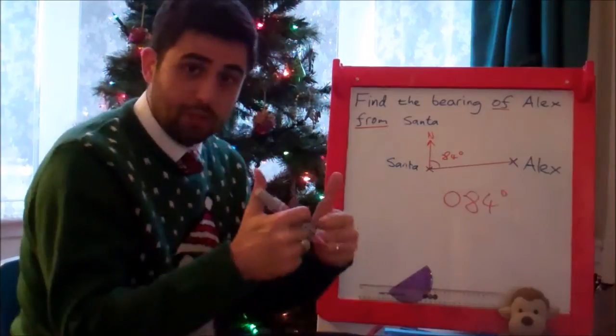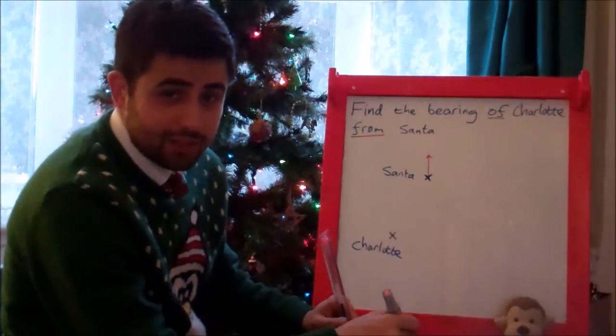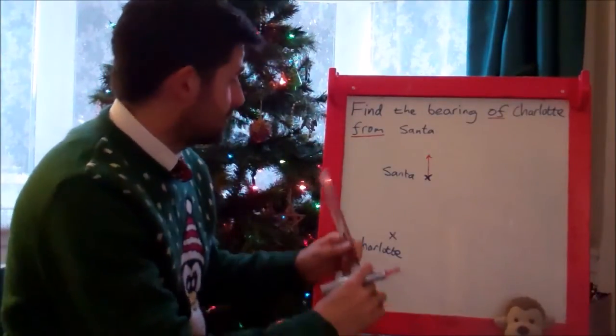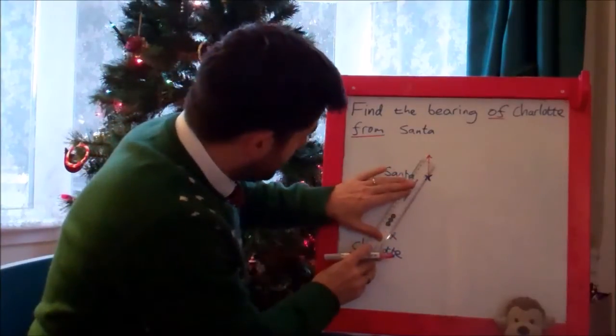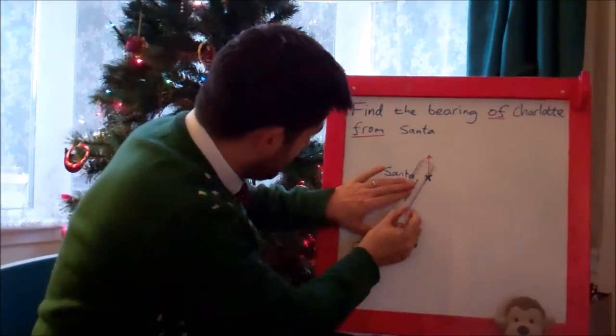Yeah, done on that one. Okay, last example. So this time we're going to go to Charlotte's from Santa's house. So as usual, get a ruler, 2 marks, join up those with a line.